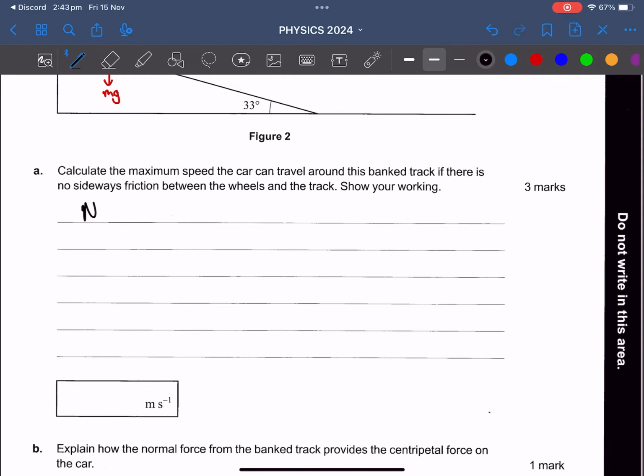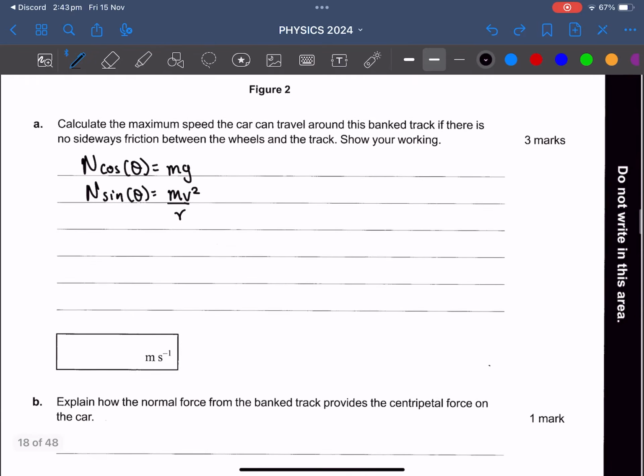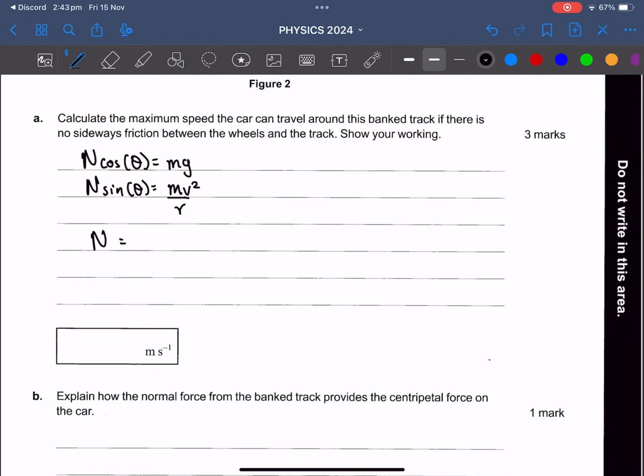So n cosine theta is equal to mg, n sine theta is equal to mv squared on r, because this is the centripetal force, right? So that means n is equal to mg on cosine theta. And now if I were to place this back in here, I'll get mg sine theta divided by cosine theta is equal to mv squared on r.